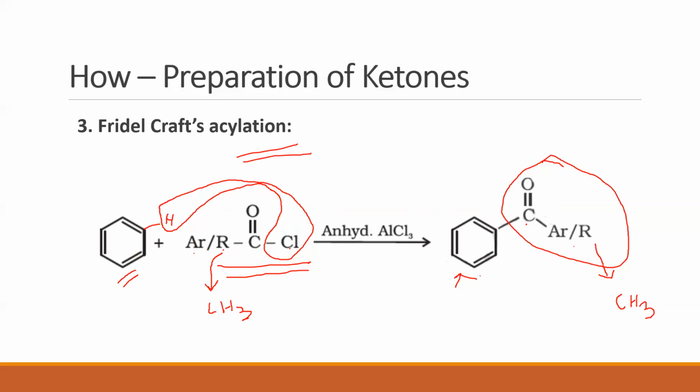CH3COCl, which is nothing but acetyl chloride. So when acetyl chloride reacts with benzene in the presence of anhydrous aluminum chloride, we get methyl phenyl ketone. Clear? All right, take a homework here.